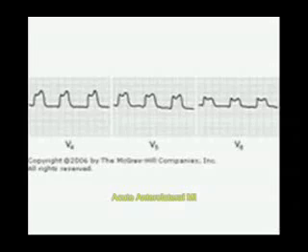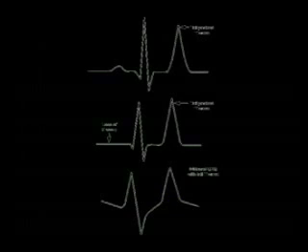Now let us see abnormalities in electrolyte disturbances. First, hyperkalemia. In hyperkalemia, you will see big tent-shaped T waves. You can see here very clearly, T wave is as big as the QRS complex. This is very characteristic of hyperkalemia, that is high potassium level in the blood.